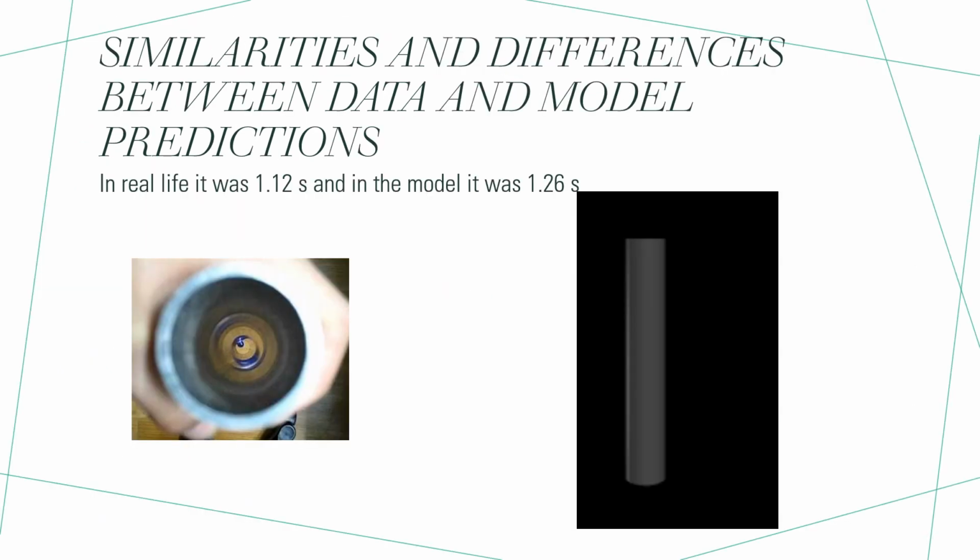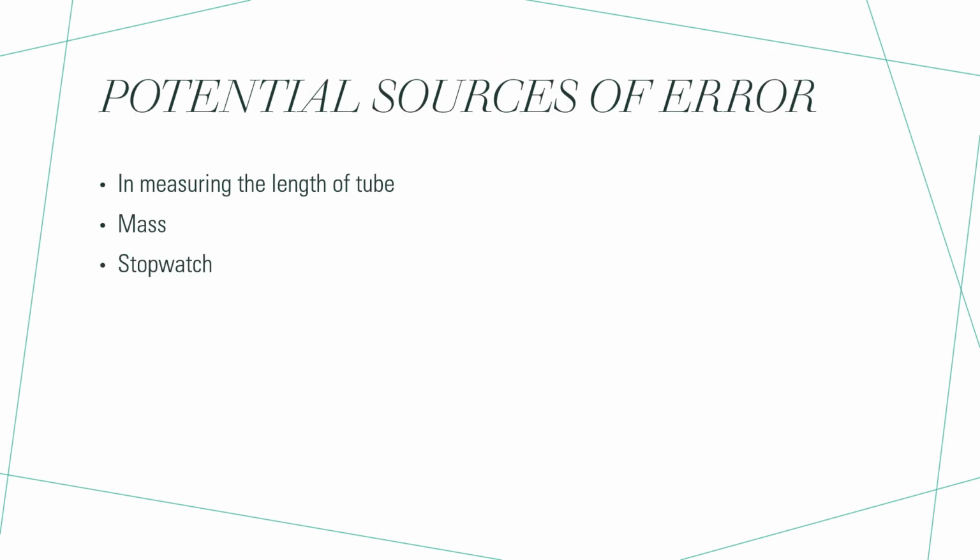Similarities and differences between the data and model predictions. In real life, it was 1.12 seconds, and the model was 1.26 seconds. Central sources of error are in measuring the length of the tube, measuring the mass, and stopping the stopwatch.